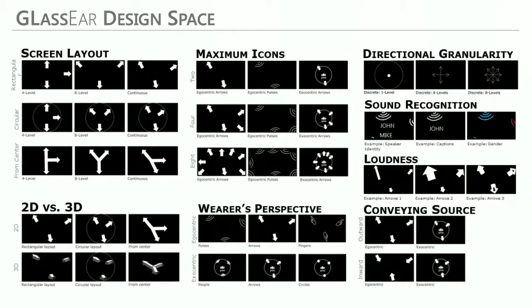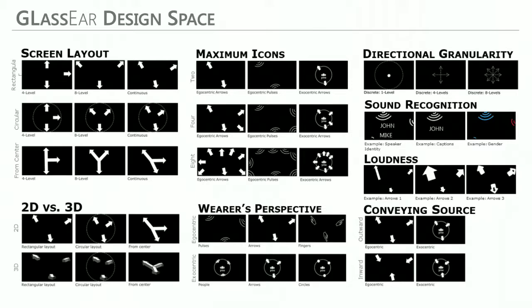So broadly, our research methodology involved creating a huge design space that involved a variety of dimensions. For example, how many maximum icons to show at the same time, whether you want the arrow to be 2D or 3D, or you want the icon to be shown in pulses, arrows, fingers, a different kind of dimension, and how we actually want to display the loudness of the sound. So there are different dimensions that we explored.